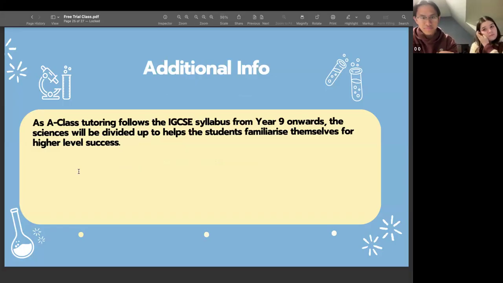So these are showing how we follow the IGCSE syllabus from year 9 onwards, because that's just more effective. It covers a wider range, a bigger scope of subjects, better topics within the subjects as well, and I think it just rewards students better. And it encourages comprehension more than NCEA does, which would prepare you better for health science and medicine. For sure. And so the sciences will be divided up to help the students familiarize themselves for high level success, because university and first year alike are like Cambridge style education.